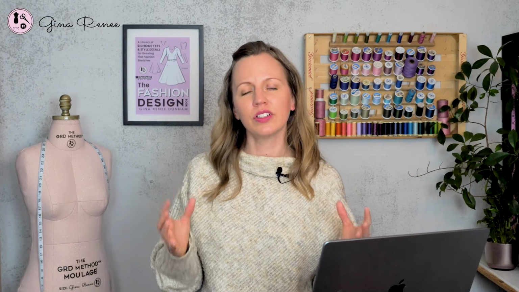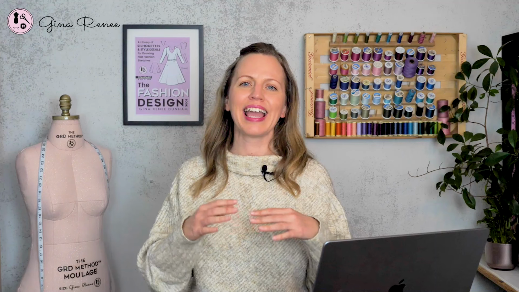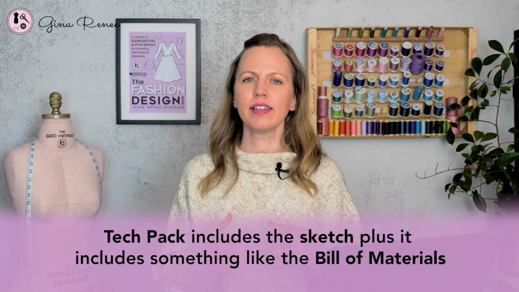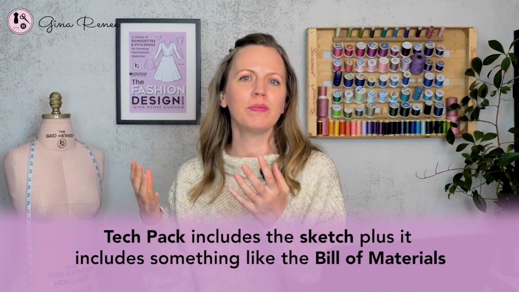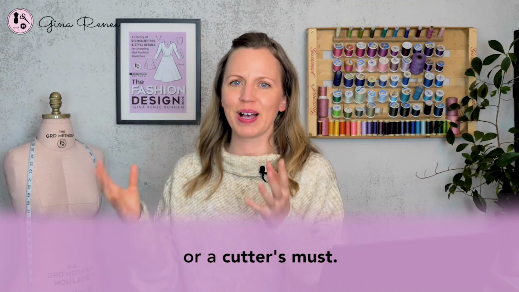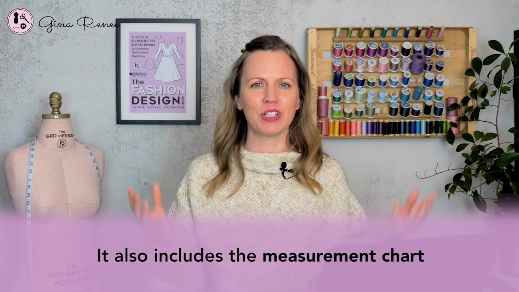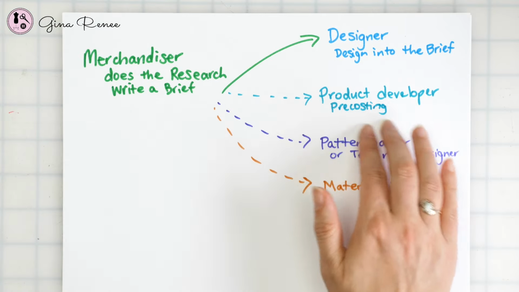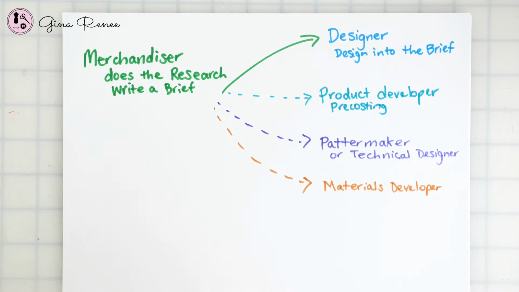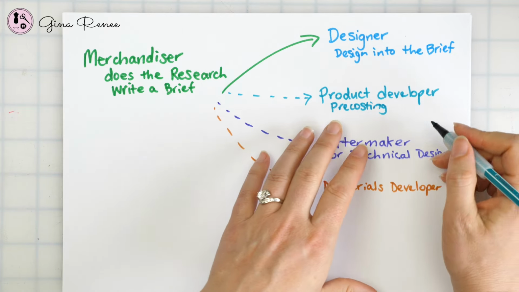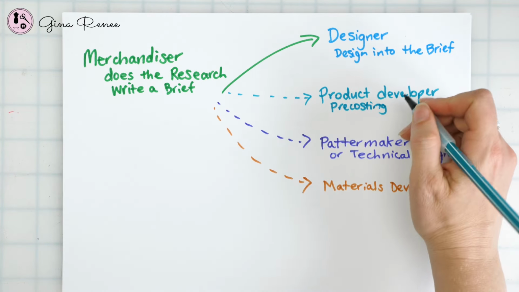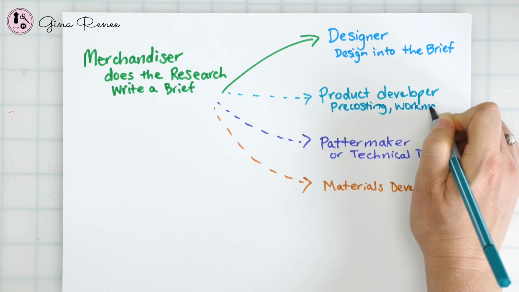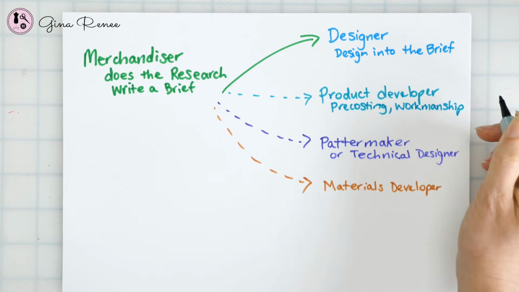Along with this technical garment sketch, there is what's called a tech pack. This tech pack includes the sketch, plus it includes something like the bill of materials or a cutter's must. It also includes the measurement chart, or that can be referred to as the spec. That product developer is in charge of costing generally, although sometimes it can be different in different companies. They also handle construction and workmanship details, so the way the garment is sewn together.